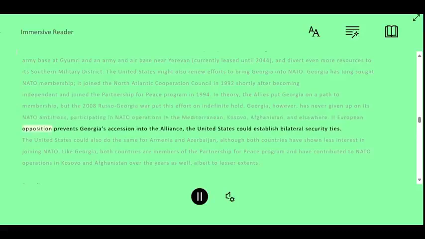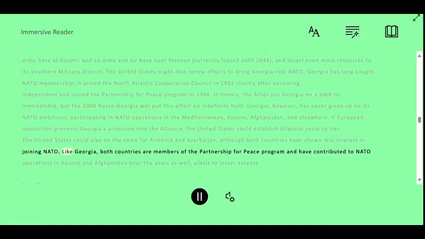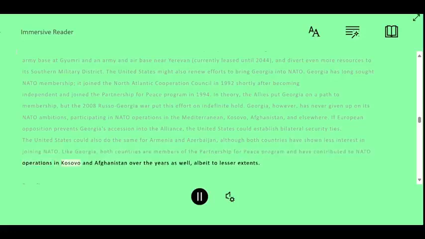If European opposition prevents Georgia's accession into the alliance, the United States could establish bilateral security ties. The United States could also do the same for Armenia and Azerbaijan, although both countries have shown less interest in joining NATO. Like Georgia, both countries are members of the Partnership for Peace program and have contributed to NATO operations in Kosovo and Afghanistan over the years as well, albeit to lesser extents.